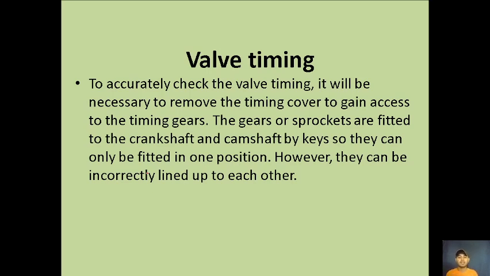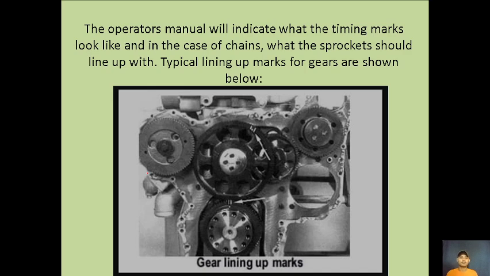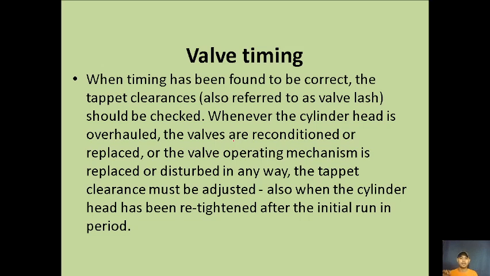However, they can be incorrectly lined up to each other. So the operation manual will indicate what the timing marks look like, and in the case of chains, what the sprockets should line up with. The typical lineup marks for gears are shown below. So here is a timing marks.